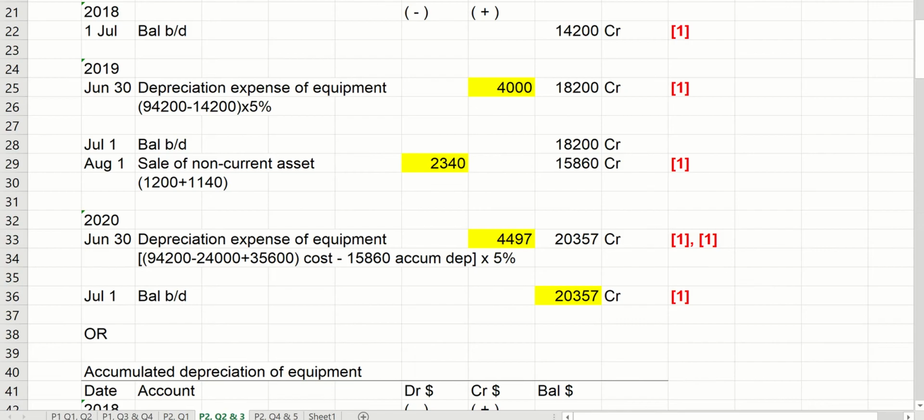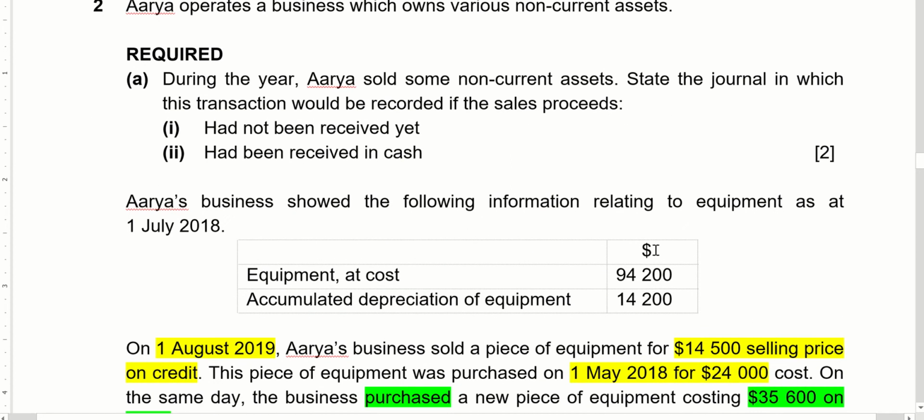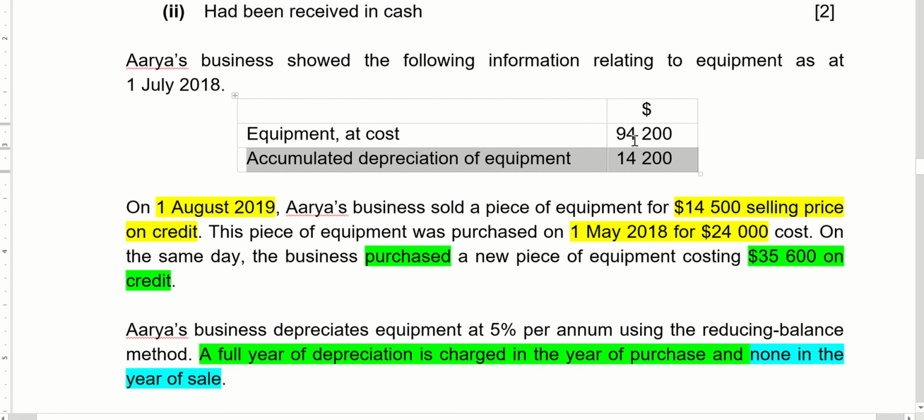All right. So if it's business as usual, how do we record this? You have a balance brought down of $14,200. Oh, where did this balance brought down come from? It's from here. All right. You have your accumulated depreciation, 14,200. So that's your balance brought down, 14,200. And then in the first year, nothing happens. So you just depreciate your equipment as usual. So how do you calculate your depreciation? It is reducing balance, right? So you take cost, which is 9,400, minus away accumulated depreciation, which is 14,200, times 5%.